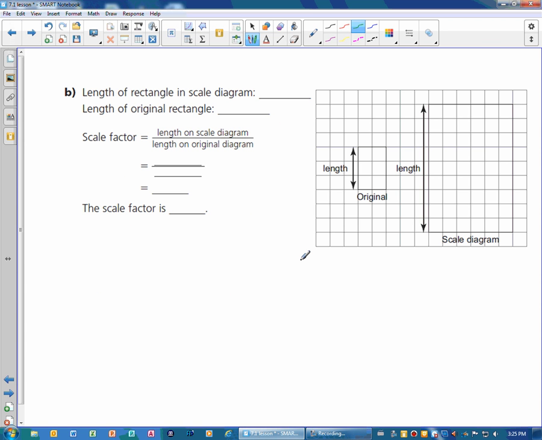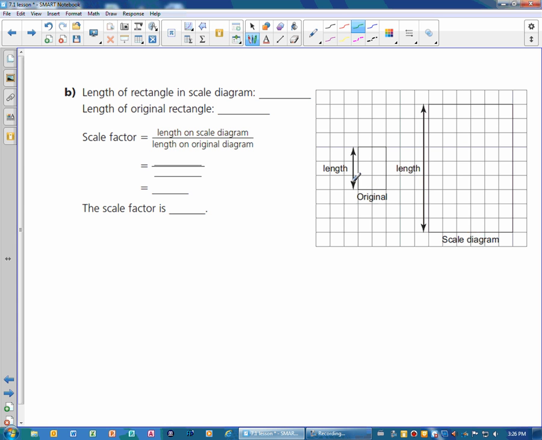Okay. Now, B says the length of... this is the original here, and this is the scale diagram. So again, my original is smaller than my picture, so my scale factor has to be more than 1. It's bigger than what it was. So the length of the rectangle on this scale diagram, you don't have to measure this time. We can actually just count squares.